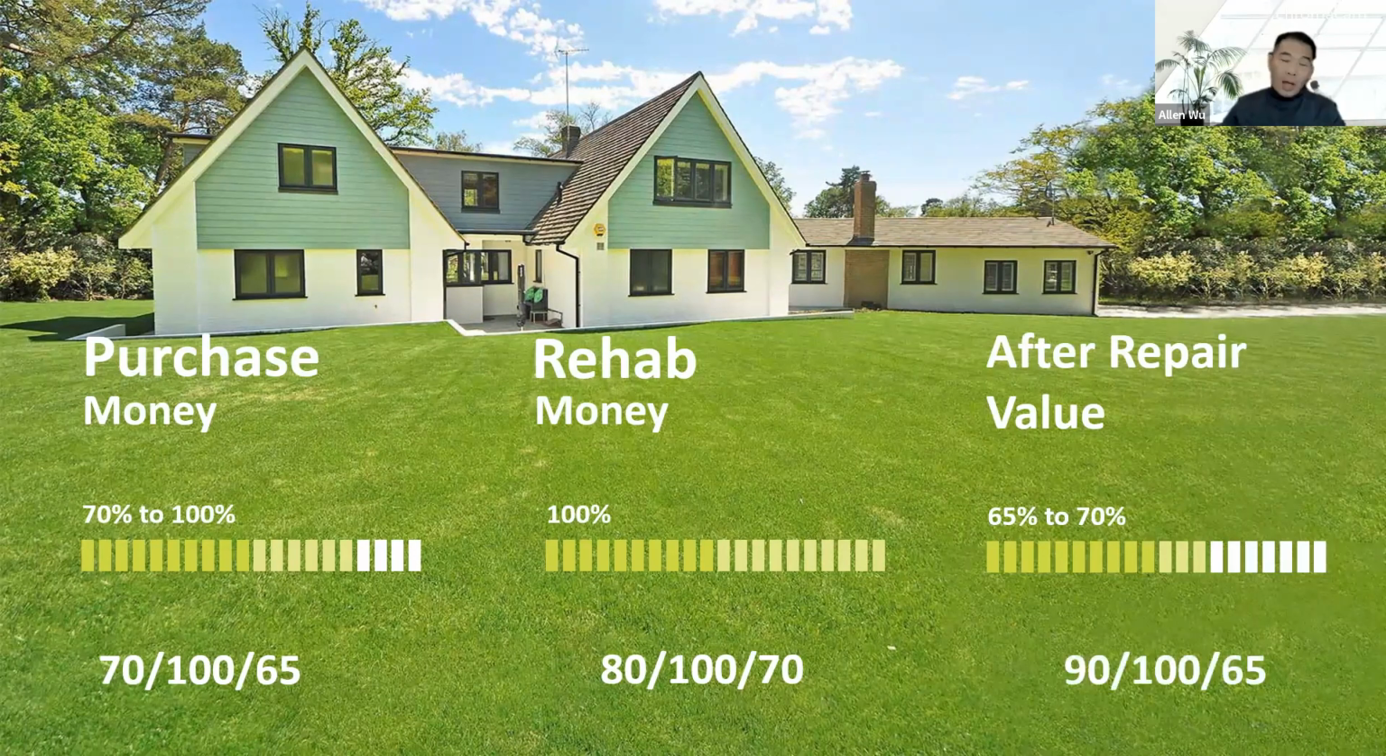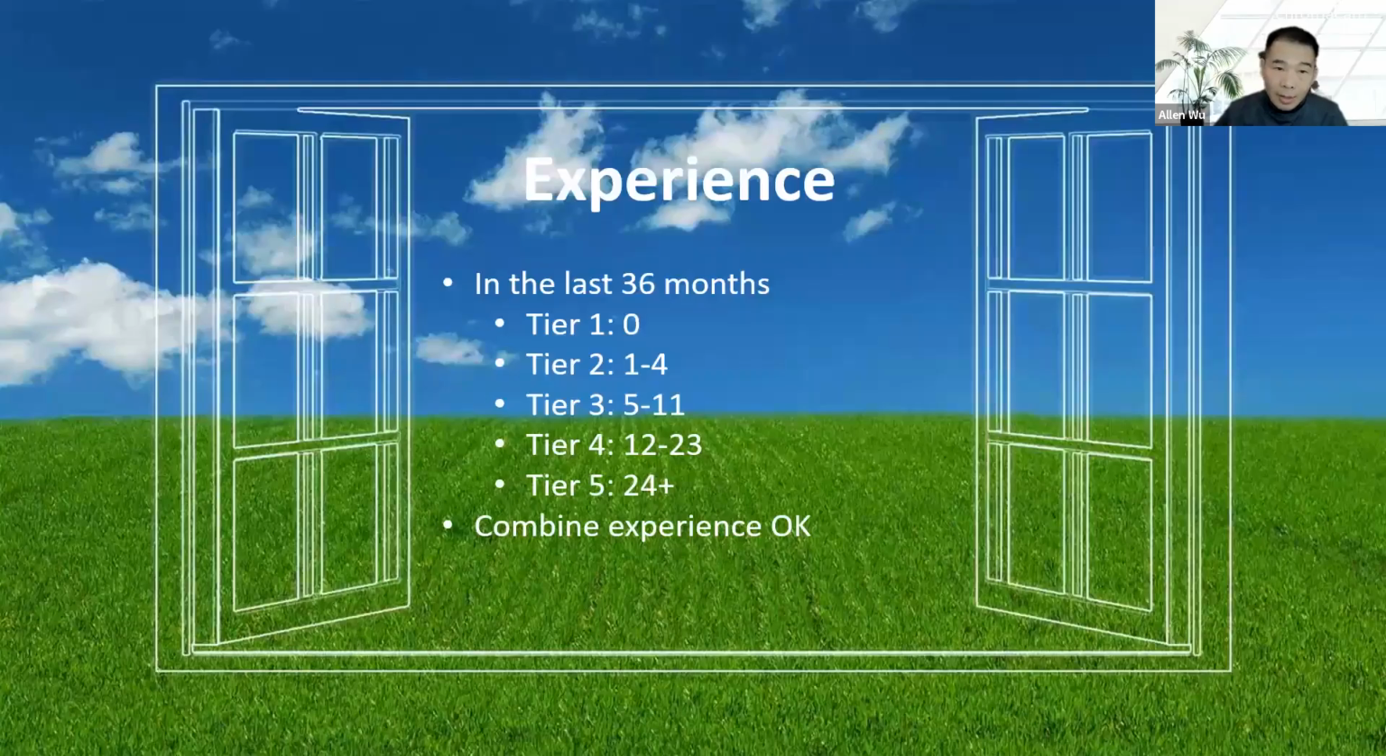Okay, so now the next question arises: how do I get more money? How can I get the max dollar for my project? It's based on your experience. So experience comes with different tiers. Now, how do they count experience? Normally they look at your last 36 months of total projects that you have done. How many flips have you done in the last 36 months?